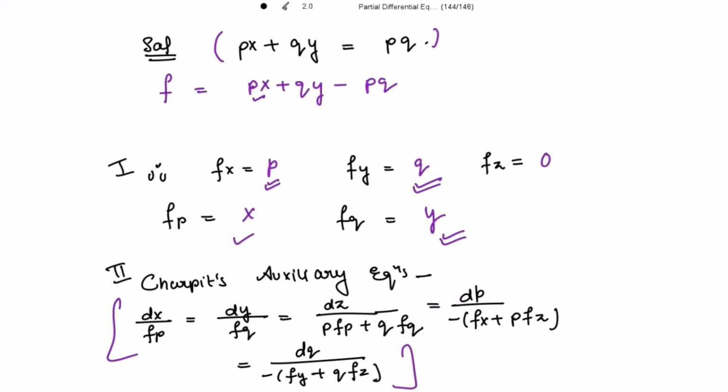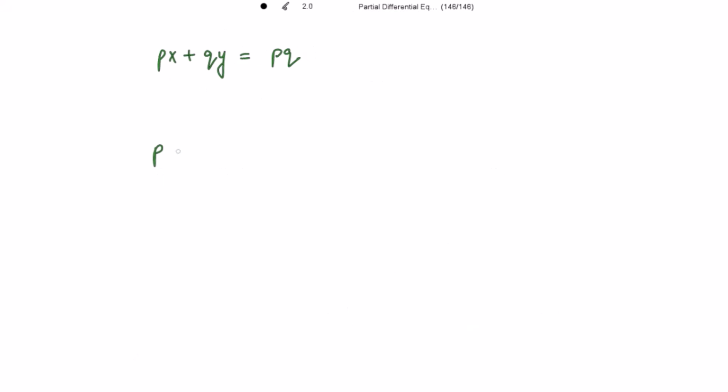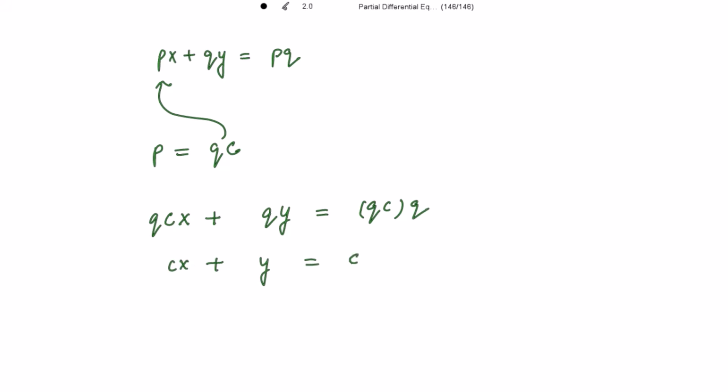Let's check what equation is given to us. I'm having this to be the given equation, px plus qy equal to pq, and I'm having the value of p to be q into c. So I'm going to put this value in this equation to get the value of q. So it is q into cx plus q into y equals to q into c into q. Or we can have cx plus y equal to cq, right? Cancelling q all over. So q is equal to cx plus y divided by c.